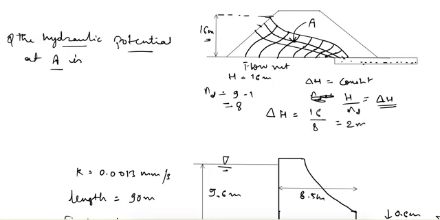So now we need to find out the remaining head at point A. So remaining head is total head minus the head lost up to this point A. So up to this point A, 3 drops are there, 1 2 and 3. So the head lost will be 3 into 2, since in each equipotential drop 2 meter loss is taking place. So 16 minus 6 is 10 meters. So this is the hydraulic potential at point A.